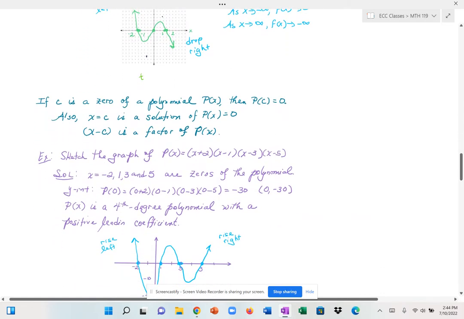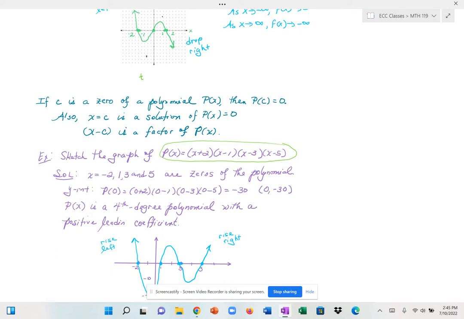All right, so here we want to sketch the graph of p of x equal to the product of x plus 2, x minus 1, x minus 3, and x minus 5. This is a very convenient way to present my polynomial because it is already completely factored for me, which means that all I have to do is set each one equal to 0. These are all linear factors, and setting each one equal to 0, I get several solutions: negative 2, 1, 3, and 5. Those are all zeros, or x-intercepts of the polynomial.